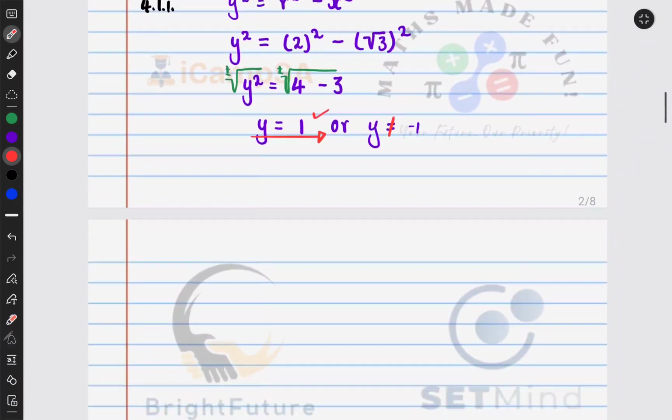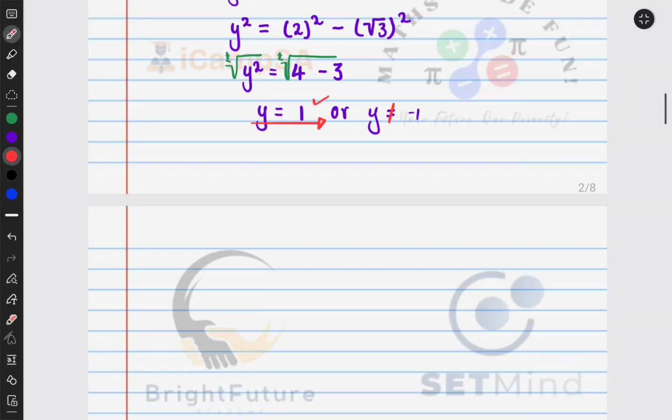So what is sine theta? Sine theta is equal to y over r, which is 1 over what is r? R is 2, so it's 1 over 2. That is the value of sine theta.